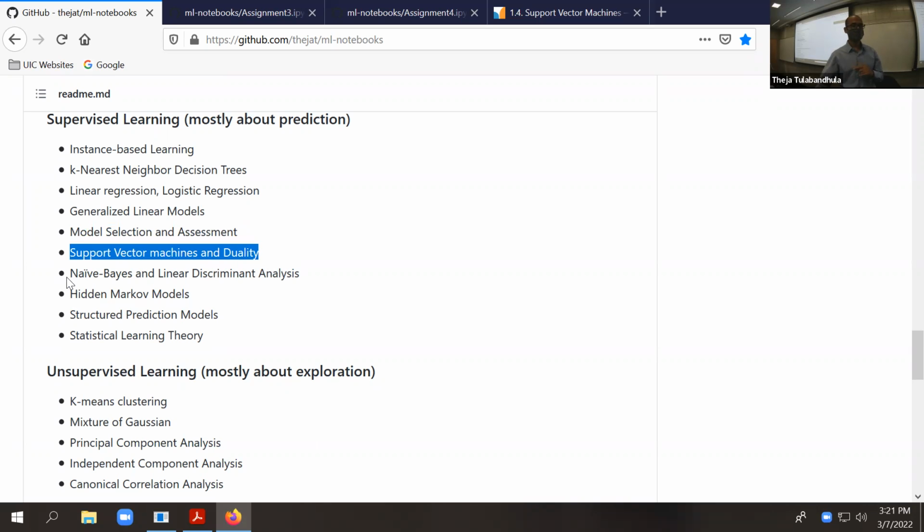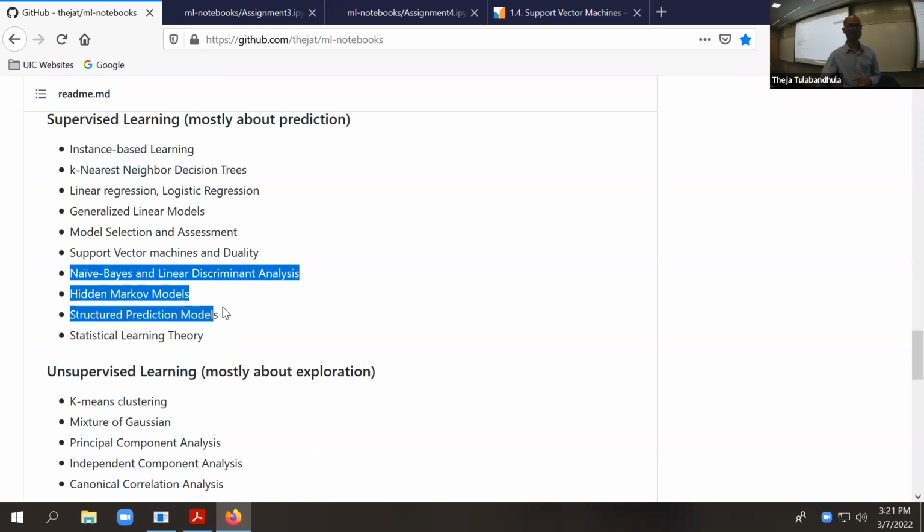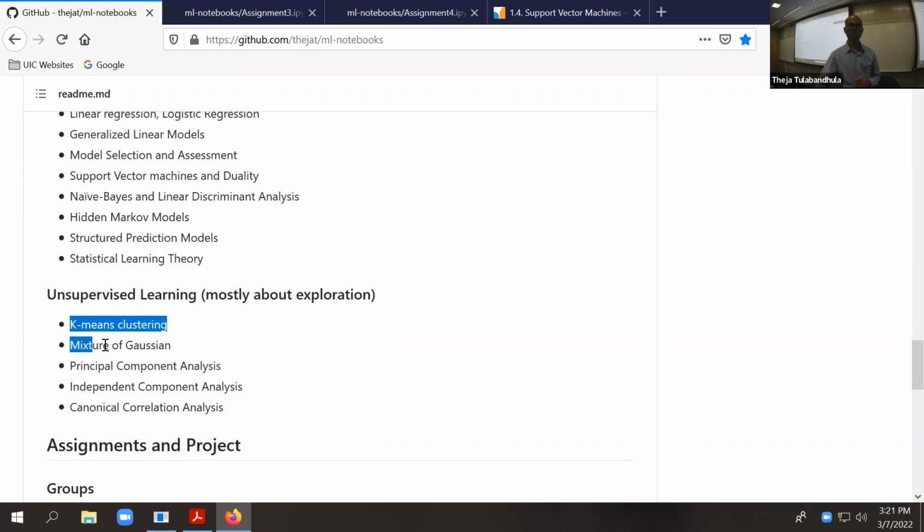But if you look at the rest of the topics, we'll probably not spend time here, and we'll directly talk about some generative models and so on, and also talk about unsupervised learning, some of the initial topics there. So that's the plan for the second half of this, so this month and next month.